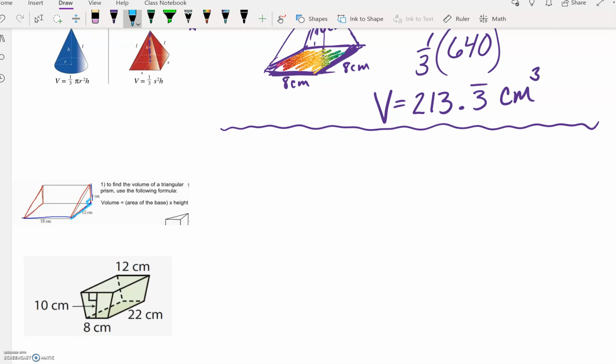Right here. So the 12 is your base, and I think that looks like a 9 as the height. So the volume calculation for this particular prism is going to be, once again, the area of the base times the height. In this case, the height is that length, how long that piece is. So that is 18 centimeters.